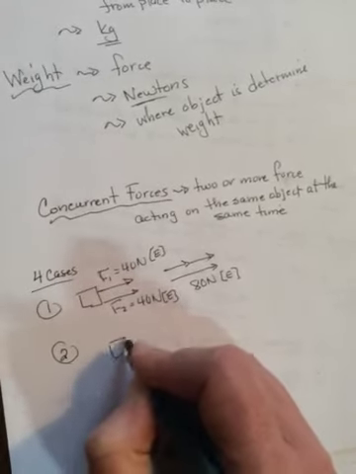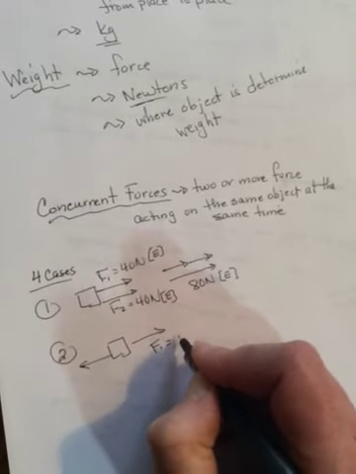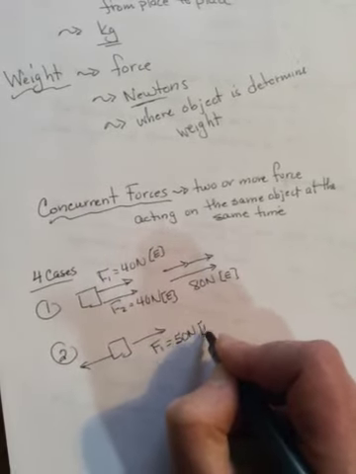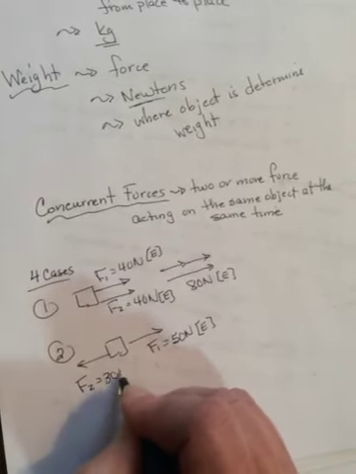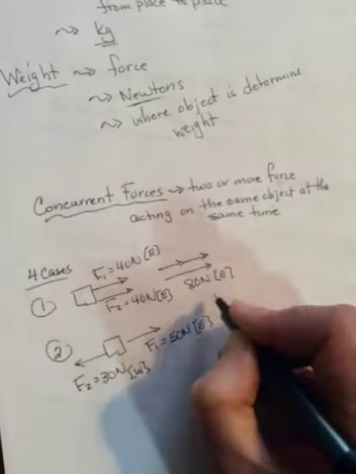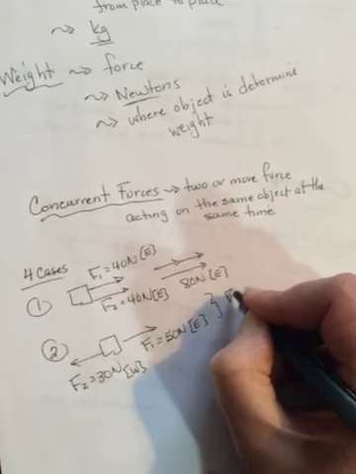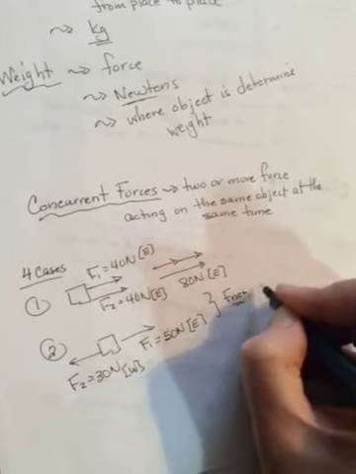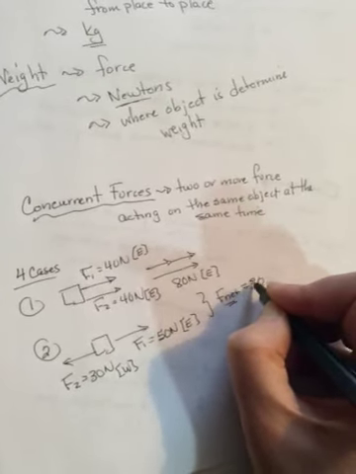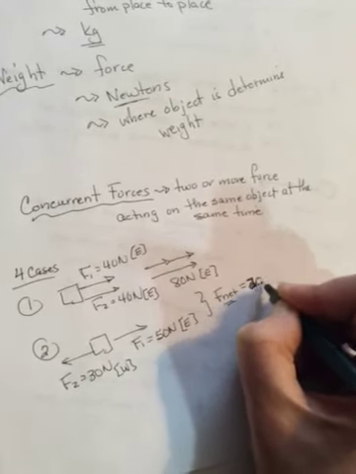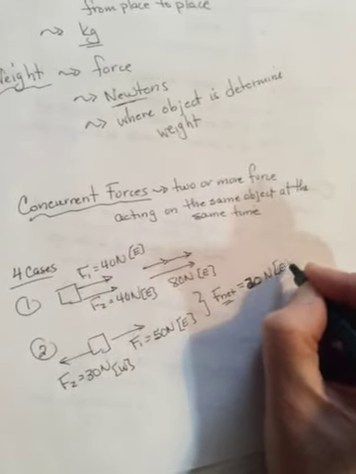Case 2 is if they're acting in opposite directions. And if you remember, I had said when we were doing these that they are borderline common sense. So we have 50 newtons east and 30 newtons west. When they're acting in opposite directions, you just subtract them and keep the direction of the larger. So the net force, what you get when you add them together, will be 20 newtons, and keep the direction of the larger, east.